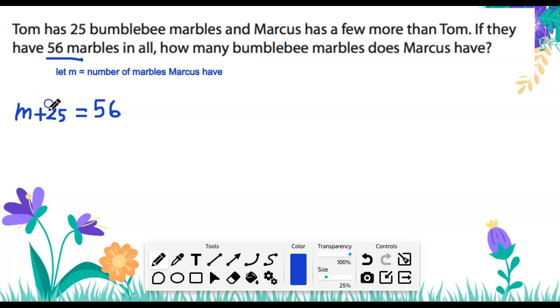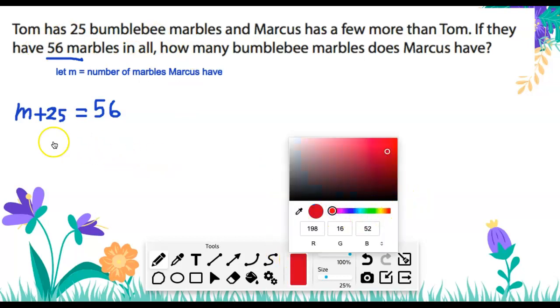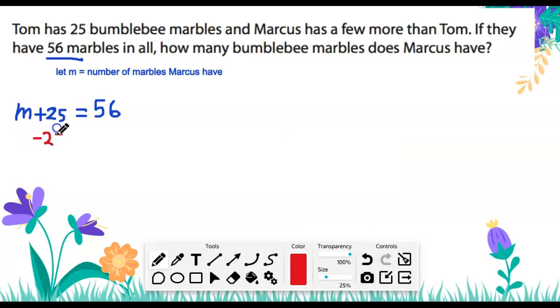To know the number of marbles Marcus has, we have to take away the marbles of Tom. So let's go minus 25 and minus 25, and again, it should be on both sides of the equation. So now M, 25 minus 25 is 0. So 56 minus 25. Or if you look at it this way, that's positive 56 and negative 25, different signs to subtract. But simply, you don't have to be crazy, you just have to say 56 minus 25. That gives you 31.